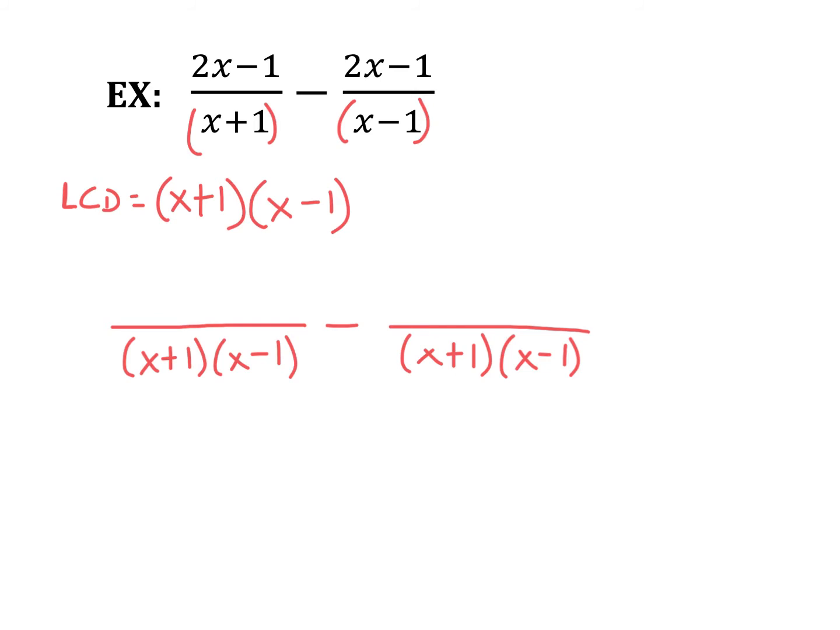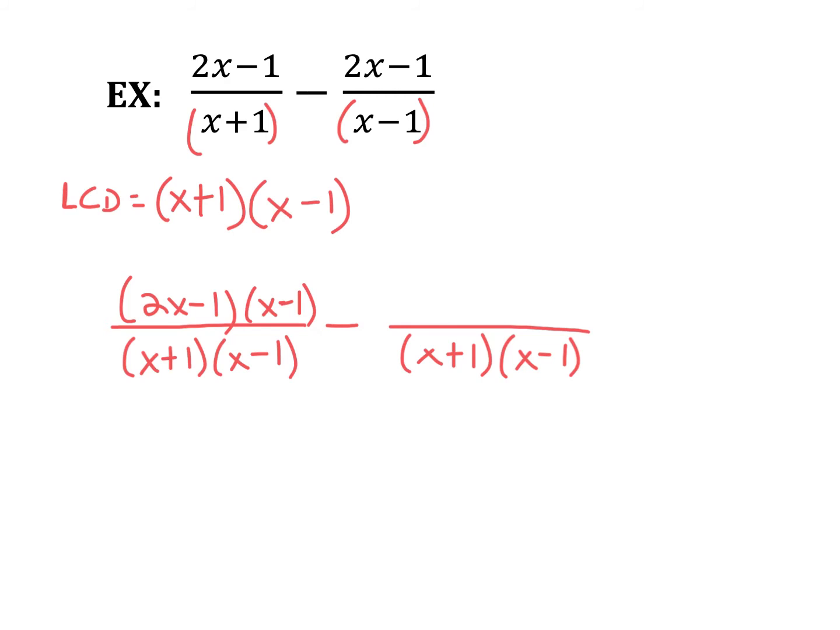And then now we're going to work our way towards rewriting these original rational expressions in terms of this new least common denominator. Well, if our original denominator in this first rational expression was x plus 1 and our new least common denominator is x plus 1 times x minus 1, what do we need to multiply by to get from this original denominator to this new least common denominator? Well, we need to multiply by x minus 1 to get from this denominator to our new least common denominator. And whatever we multiply the denominator by, we need to multiply the numerator by.